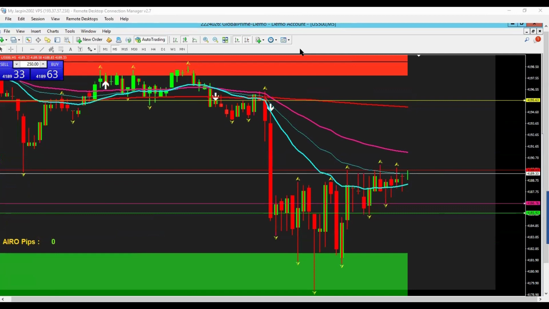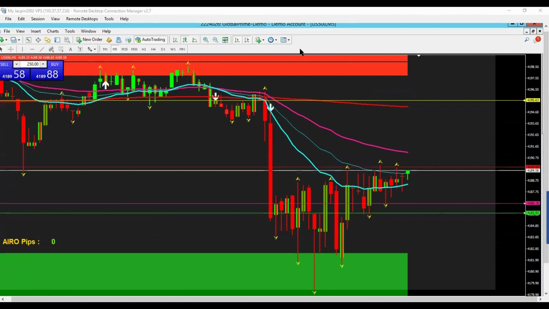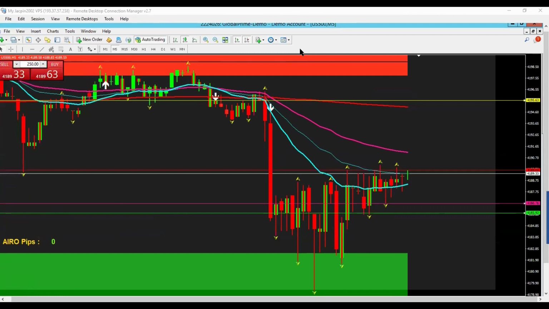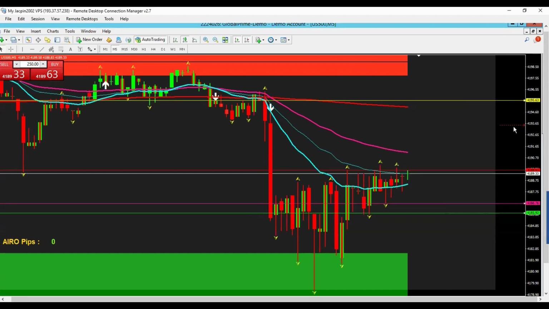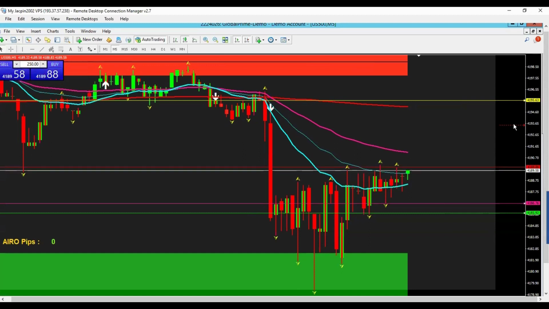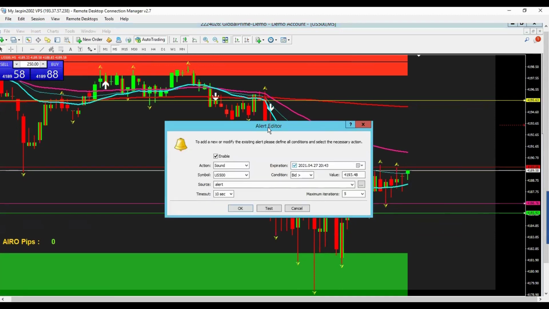How do you set alerts on the horizontal lines? Oh, you're not really setting an alert on a horizontal line. You're just setting a price alert. So what you're doing is you come here and you right click. Anywhere in the chart, you could do a right click, trading, and then an alert. Okay. So when you do an alert, it creates this arrow right here. And when you double click on it, it should come up with an alert editor. That's what it's called.